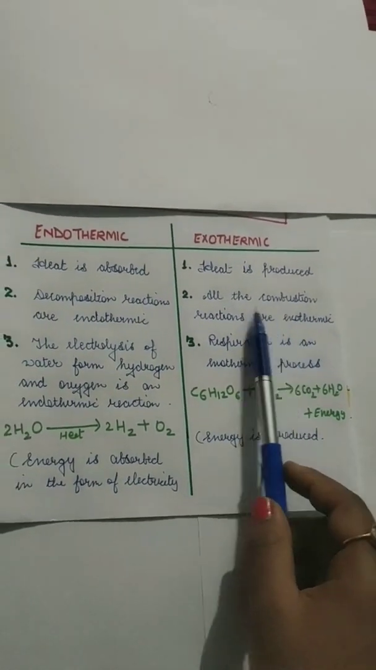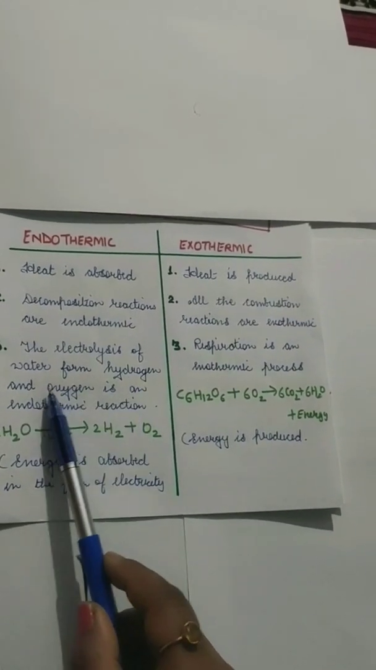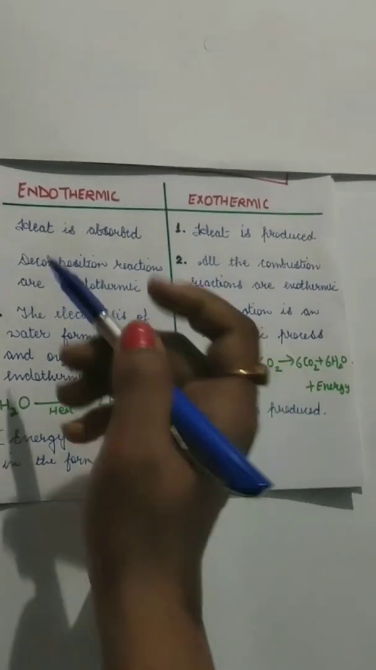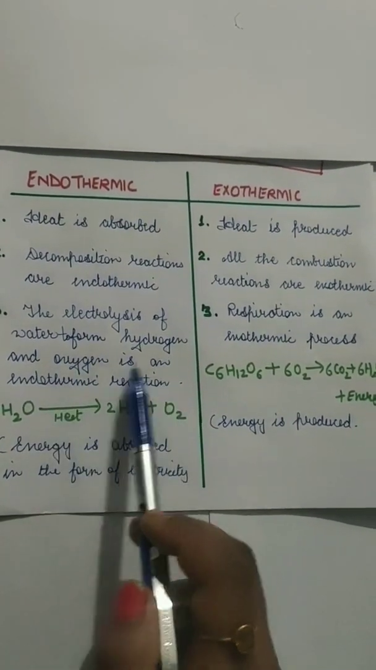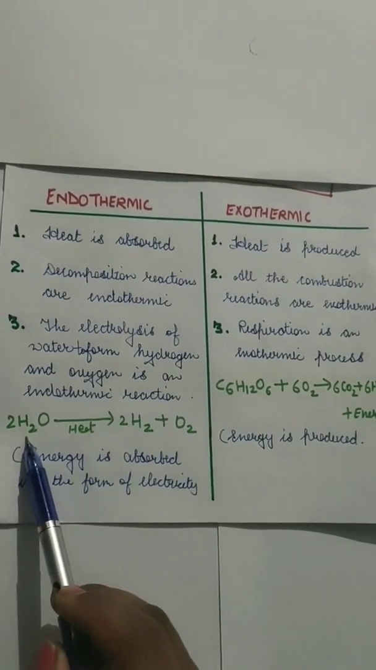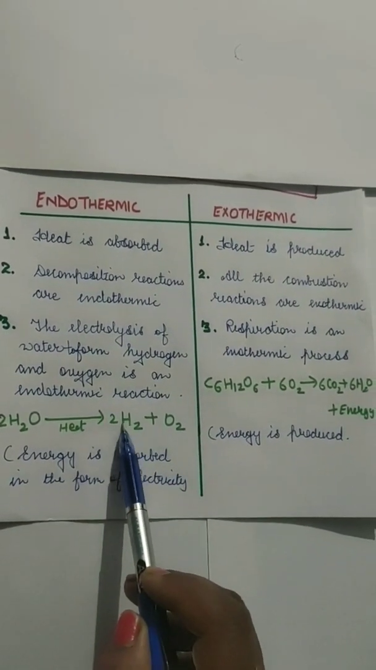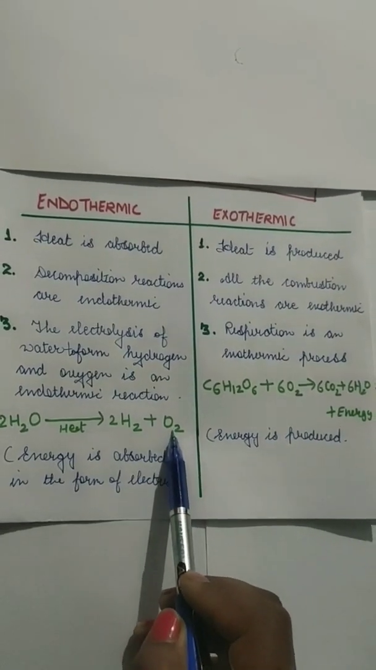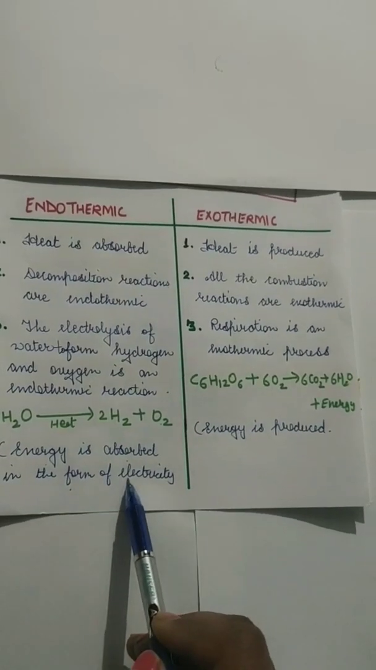Now the electrolysis of water to form hydrogen and oxygen is an endothermic reaction. That means H2O, heat will be supplied in the form of electric current. It will break down the water into hydrogen and oxygen. That means energy is absorbed in the form of electricity.